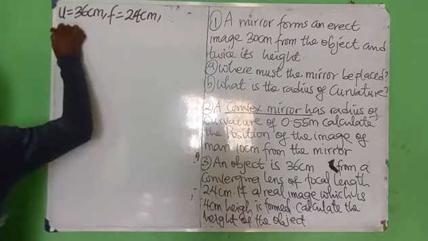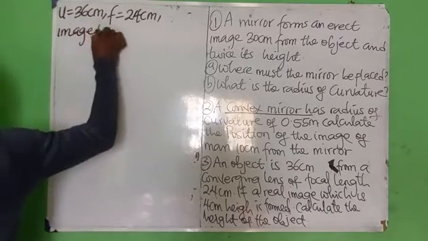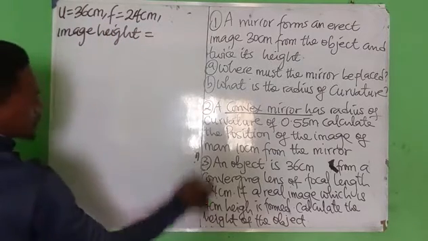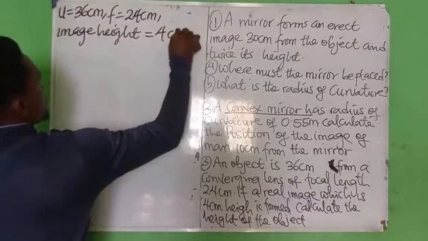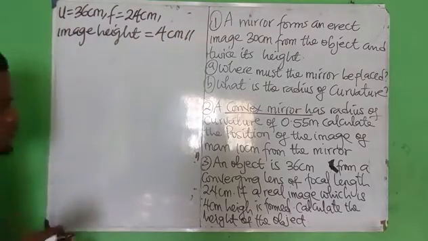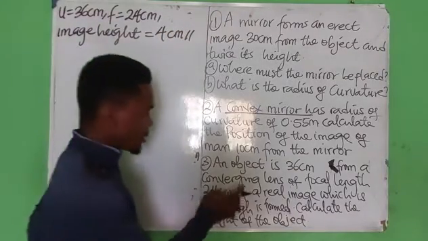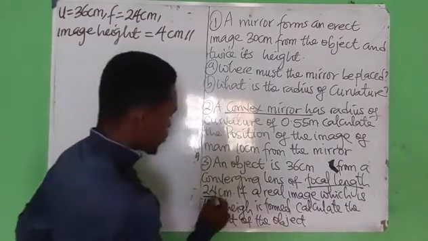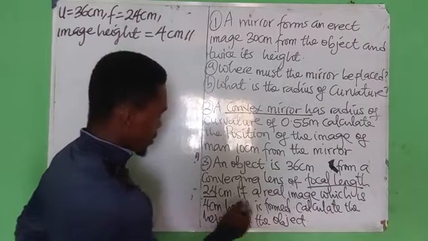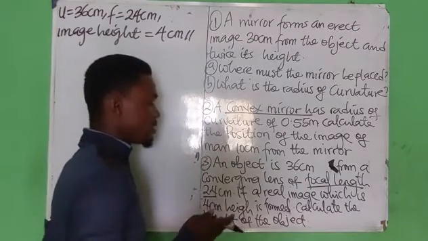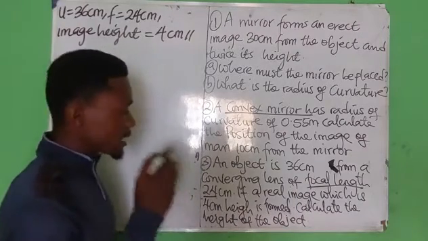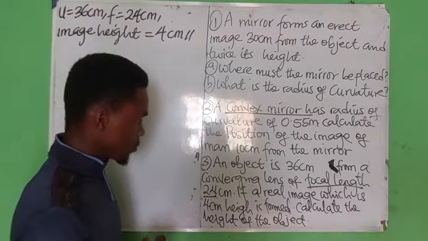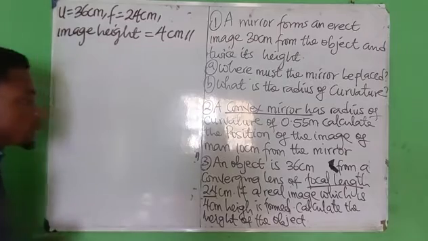And the image height is what? 4 centimeters. An object is 36 centimeters from a converging lens of focal length 24. If a real image which is 4 centimeters high, that tells you what? The image height. Calculate the height of the object.